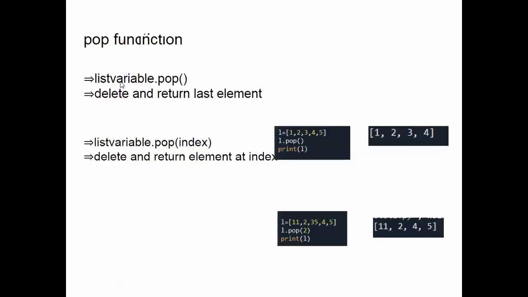Now I want to remove an element from a given position or from the last position. The method is the pop function. How we can use the pop function is: list variable dot pop, written without any element in the parentheses. What is it going to do? It will delete and return the last element. It will delete the last element from the original list, and that element will be given to you.